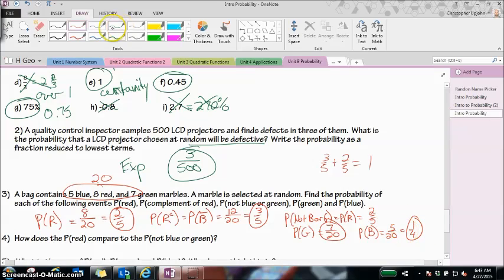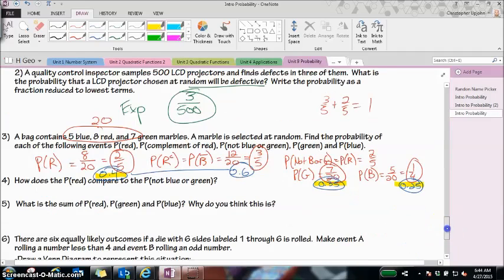And again, these can all be put into decimals. This would be 0.4. This would be 0.6. Now you can definitely see that these two add up to 1. 7 over 20 is 0.35. 1 over 4 is 0.25. And again, if we look at the probability of blue, green, and red, 0.4 plus 0.35 is 0.75, plus 0.25 is 1, and that's all our options. They have to add up to 1.